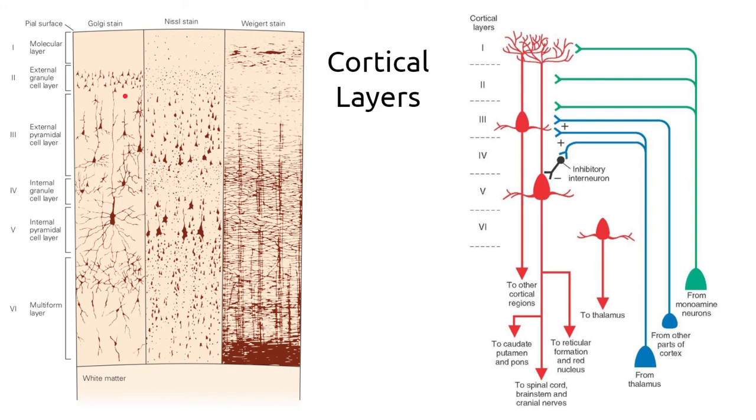And they have very specific input-output relations. So layer 1 is basically filled with dendrites and horizontal axons connecting all the different cortical areas. We've got a whole bunch of very local lateral connections in layers 2 and 3.